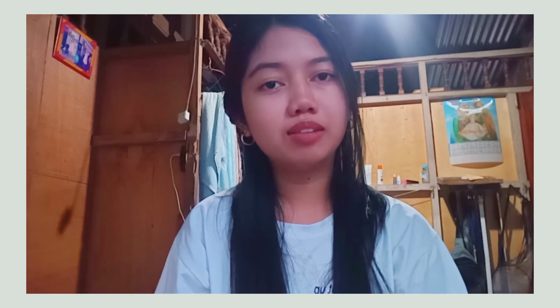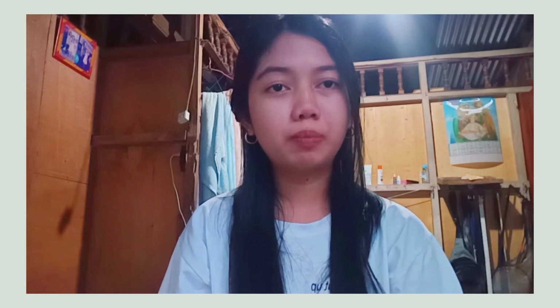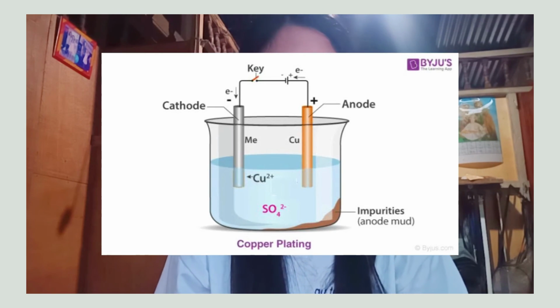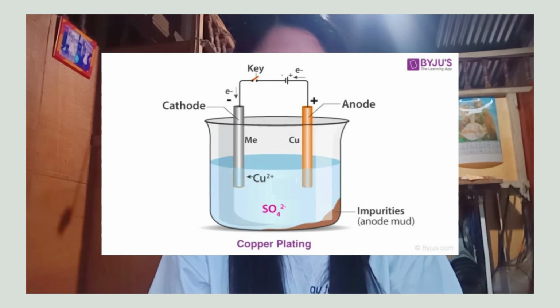Next is electroplating or metal plating. In the process of electrolysis, many decorative objects like jewelry are produced to modify their surface for protection from corrosion. Electroplating is a process that adds a surface layer of one metal onto another type of metal. Let's take copper metal as an example to be placed onto a second metal. The setup will look like this.